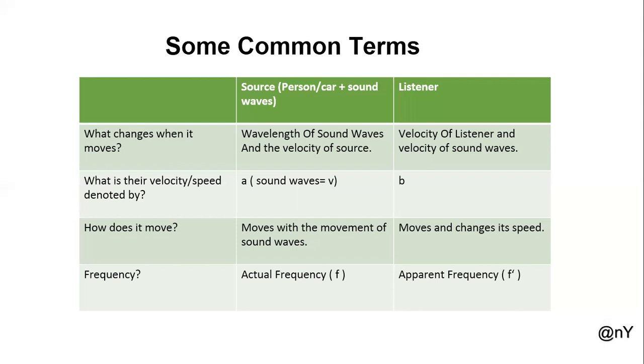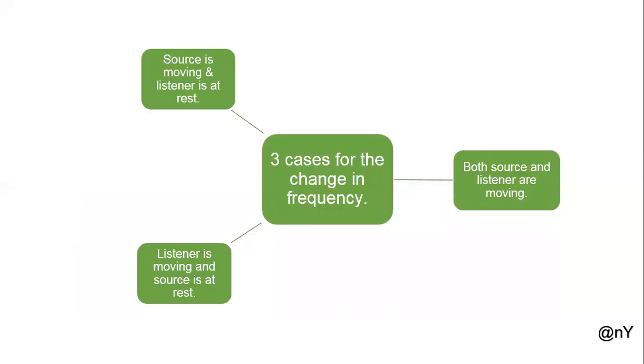denoted by f dash. There are a total of 3 cases for the change in frequency, that is, for the Doppler effect. The first 2 cases will be discussed in this video. Number 1, when the source is moving and the listener is at rest. And number 2, when the listener is moving and the source is at rest. The third case is when both the source and listener are moving. This will be discussed in the next video.